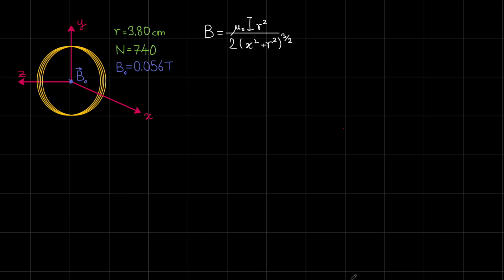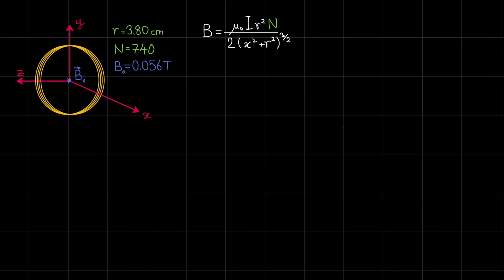Now, again, this formula is for a single loop only. In this case, we have a coil of N turns, so we need to multiply this by capital N. In addition, we are given the value of the magnetic field at the center of the coil. So that means the point of interest is at a distance 0 from the center. So then x is equal to 0 in this case.